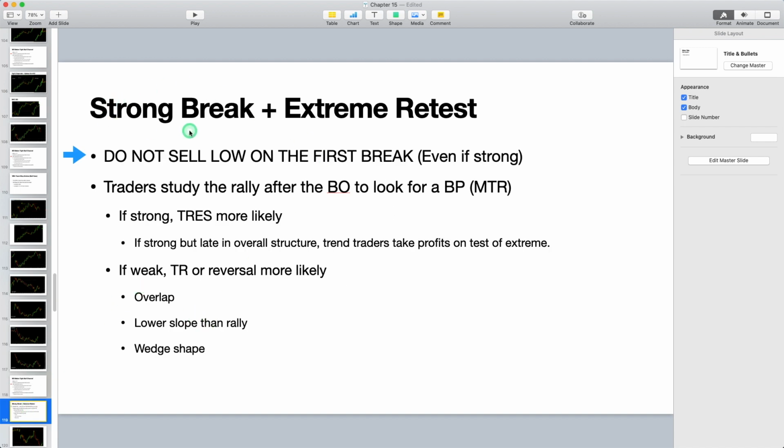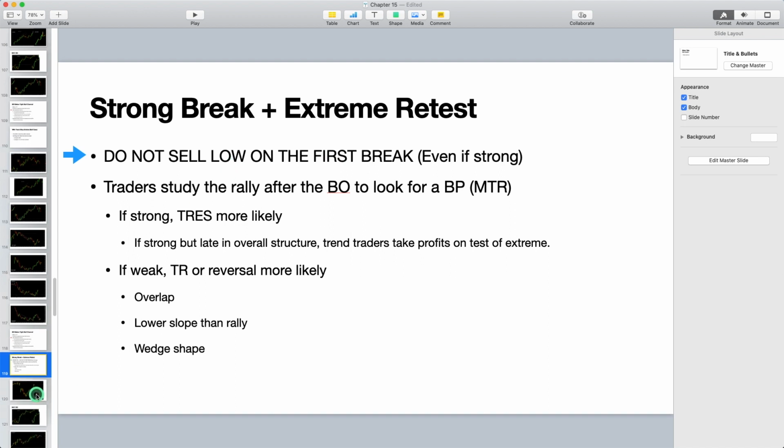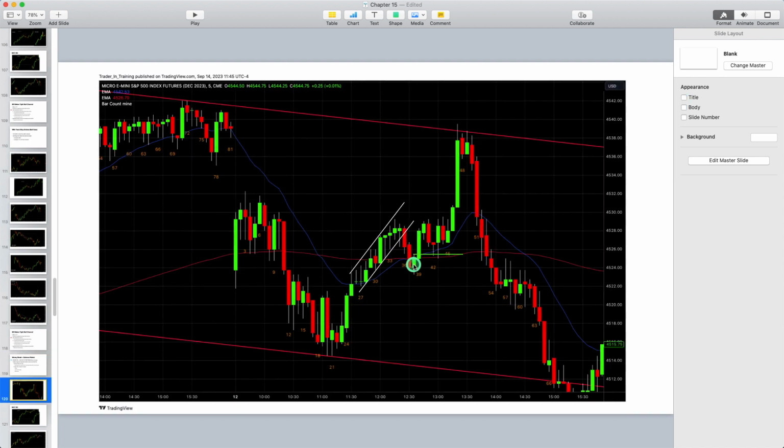So now we're going to talk about the strong break and extreme retest. So this is kind of a reminder to myself, but also something that I think a lot of traders struggle with, and that's to not sell low on the first break, even if it's strong. So when you have a tight channel, that first break is just a bull flag. And so here we have a spike in channel and this strong 2-bar breakout. It should not be sold low, especially with limit orders. Unless there's some kind of context that's supportive, and the contextual reads take longer, take a lot more experience.